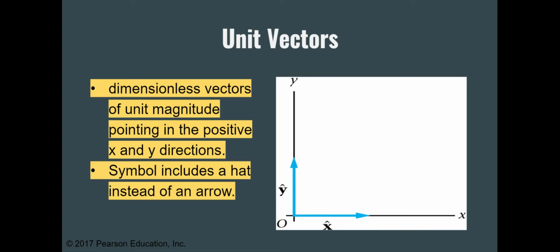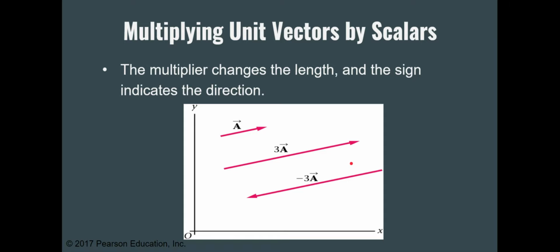This unit vector will be represented with a little hat. It has a little caret over the letter, so this symbol instead of an arrow. We can multiply unit vectors by scalars, and when we do this, it's going to change either the length, so the magnitude, or the direction of our vector. So in this case, we have vector A, and if I multiply that by a value of 3, we'll see that it's as if I have 3 vector A's just all attached together. So it multiplies that length by 3. And if I make it negative, it simply flips the direction.